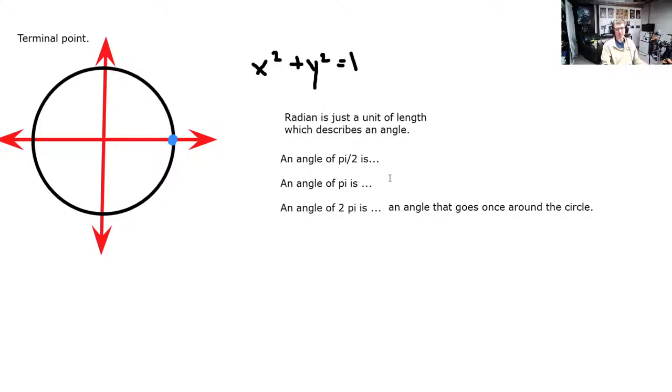Okay, so if 2 pi goes all the way around the circle, because that's one full circumference of the circle, what is pi? Well, pi is just an angle that goes halfway around. Sometimes that confuses students because it's a whole number, it's all of pi. But we need to remember that the circumference is 2 pi. So pi is this angle here, and it only stretches halfway around. And then an angle of pi over 2 is an angle that goes 1/4 of the way around.